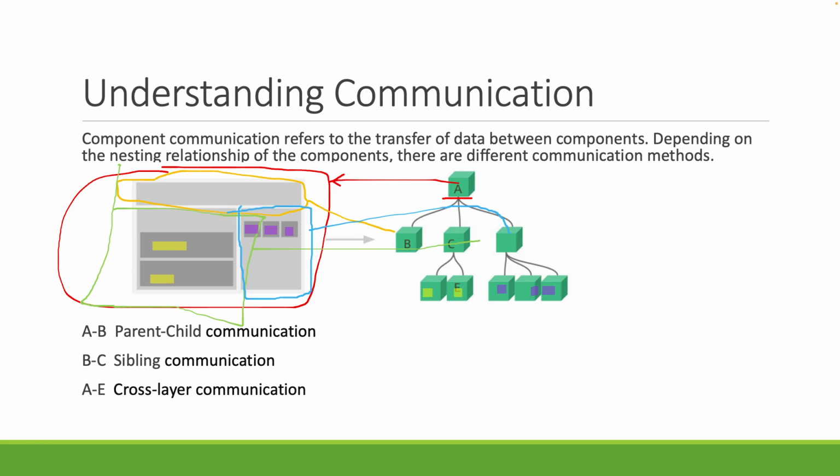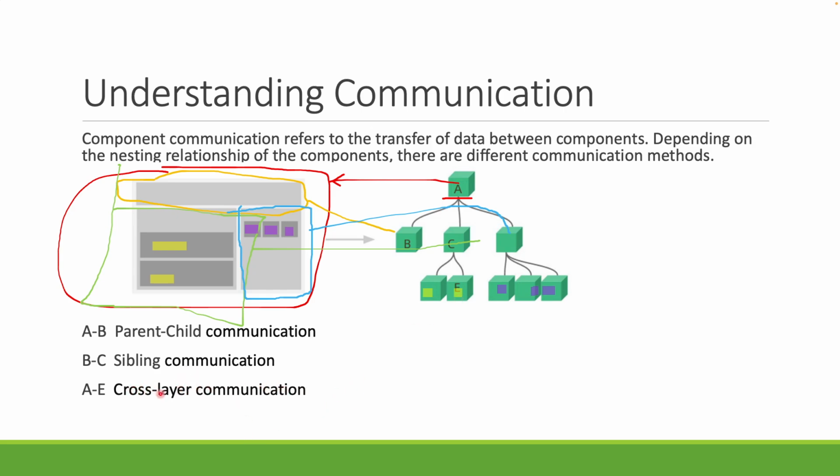Now, when we talk about communication, suppose from A to B, then it's parent to child. From B to C, these are siblings. From A to E, because E is a great-grandchild of A, it's a cross-layer communication.